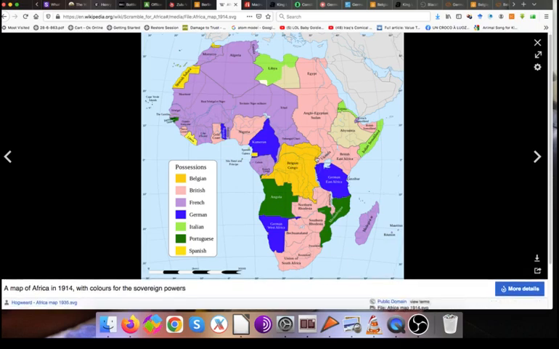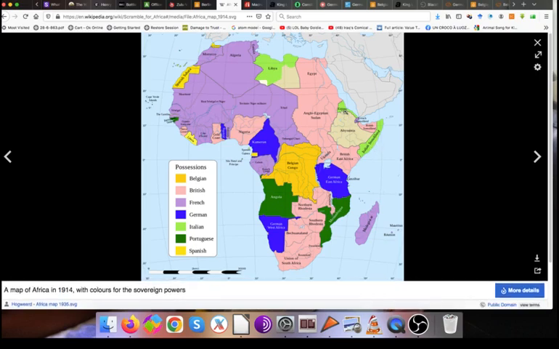And then you have Uganda and British East Africa. These were all British possessions. Ethiopia was never colonized, except for a brief period in 1935 when the Italians invaded. Then the Italians themselves, they had Somaliland, and then they had Eritrea, and then Libya. So that was the extent of African colonization by 1913, just before World War I.